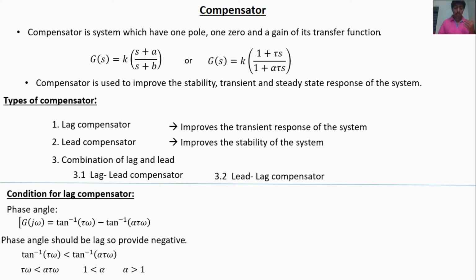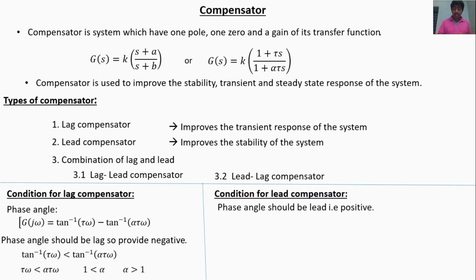Next, what will be the condition for the compensator to act as lead? If the phase angle is positive, then the compensator will act as a lead. Similarly, for the phase angle to be positive, the tan inverse of tau omega term should be higher than tan inverse of alpha tau omega. The same concept: cancel tan inverse. So tau omega should be greater than alpha tau omega. Cancel tau omega, so 1 greater than alpha. So alpha should be less than 1.